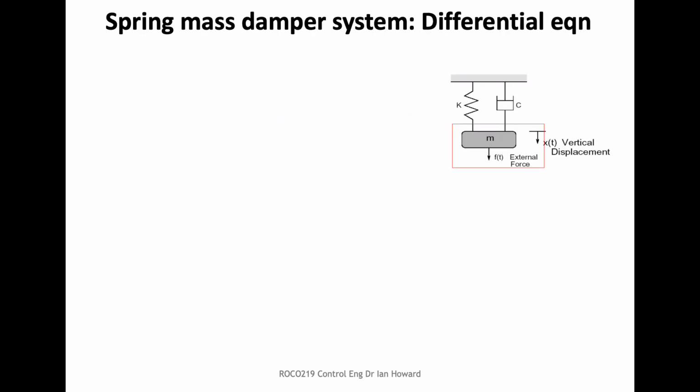If we now think about a canonical system, let's think about a canonical system that we can analyse. Mass spring damper.